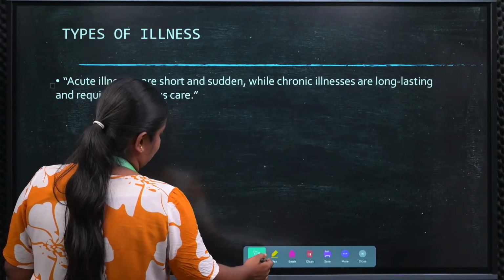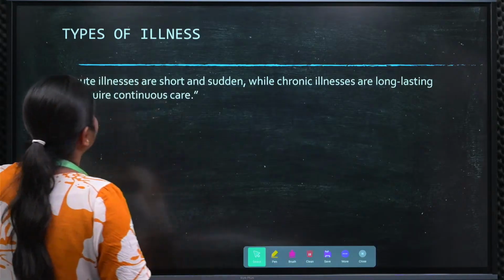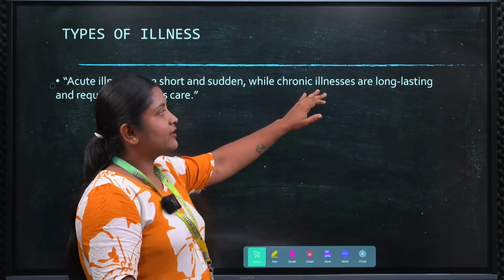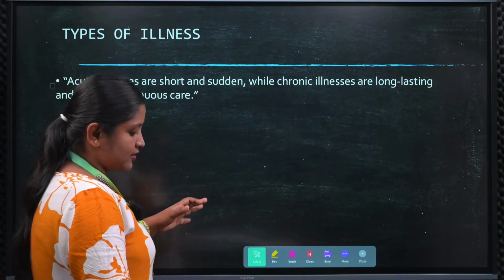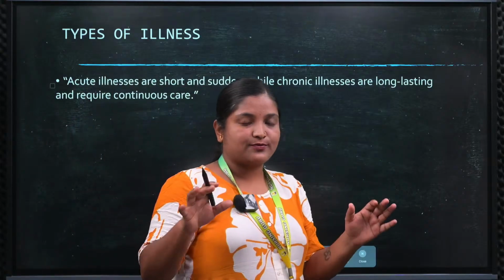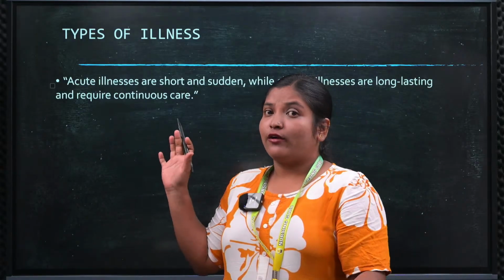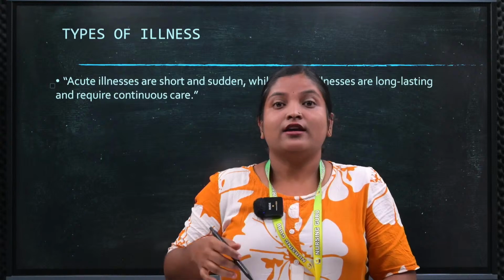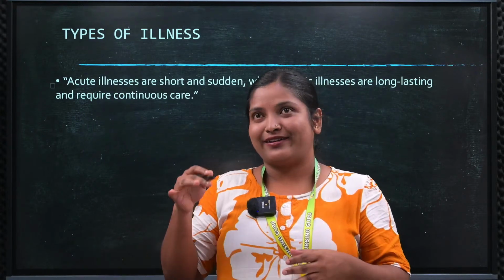So here you can see that acute illnesses are short and sudden, while chronic illnesses are long lasting and require continuous care. Okay, so that is the difference between those two types of illness. You will never forget this one for sure. If you listen to my classes, definitely it will be better, and you will remember it at last also.